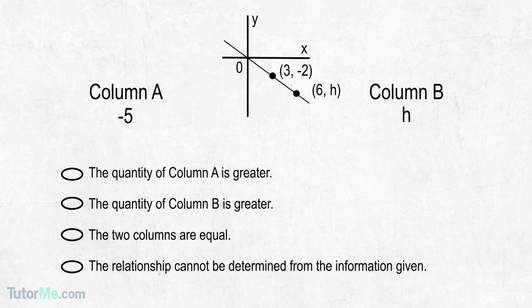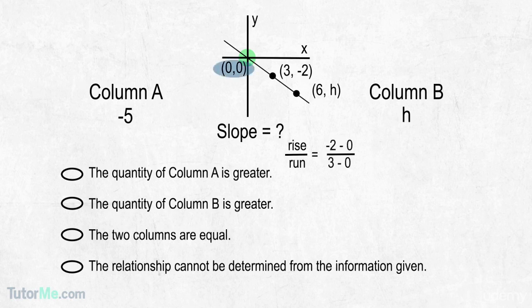In order to determine the value for h, you will have to calculate the slope of the line. It may look like we are only given 2 points, but the line passes through the center of the graph, giving us a third point of 0, 0. Remember, we can trust that the graphs are drawn to scale. So find the difference between the rise and the run of 0, 0 and 3, -2 to get us -2/3.